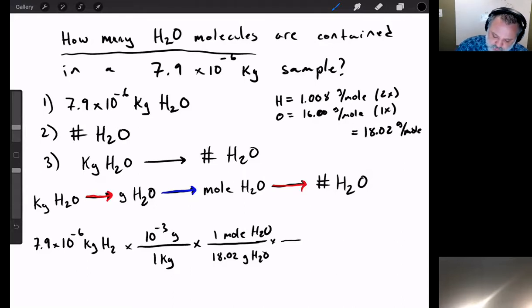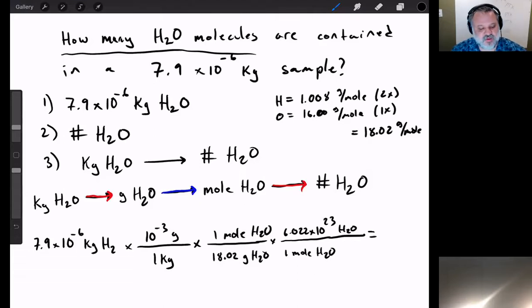Now here's where Avogadro's number comes in. I know that 1 mole of water is 6.022 times 10 to the 23rd water molecules. And there we are. That's the whole setup. And so the rest, of course, is not the chemistry department. The rest is the math department. And so we'll let the math department do their work now.